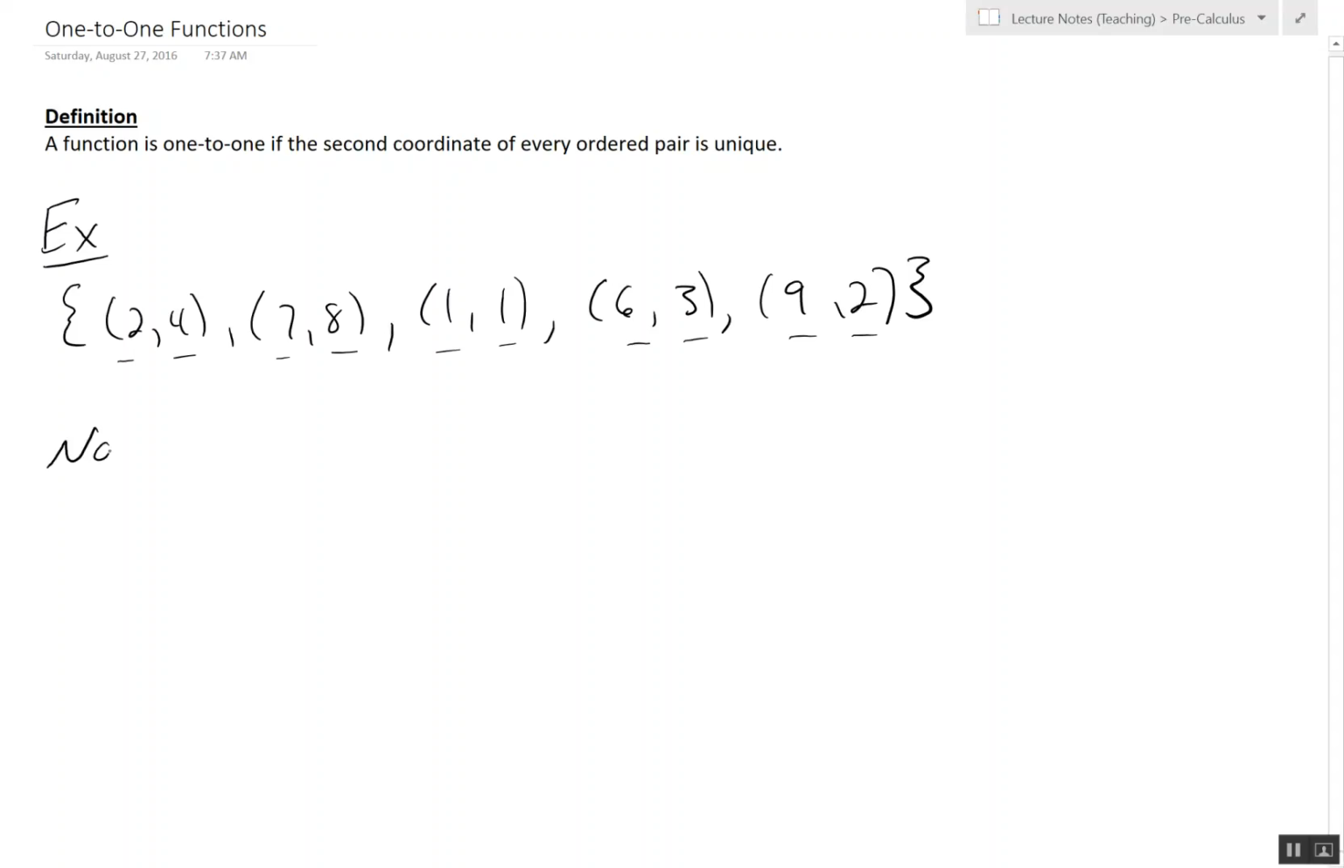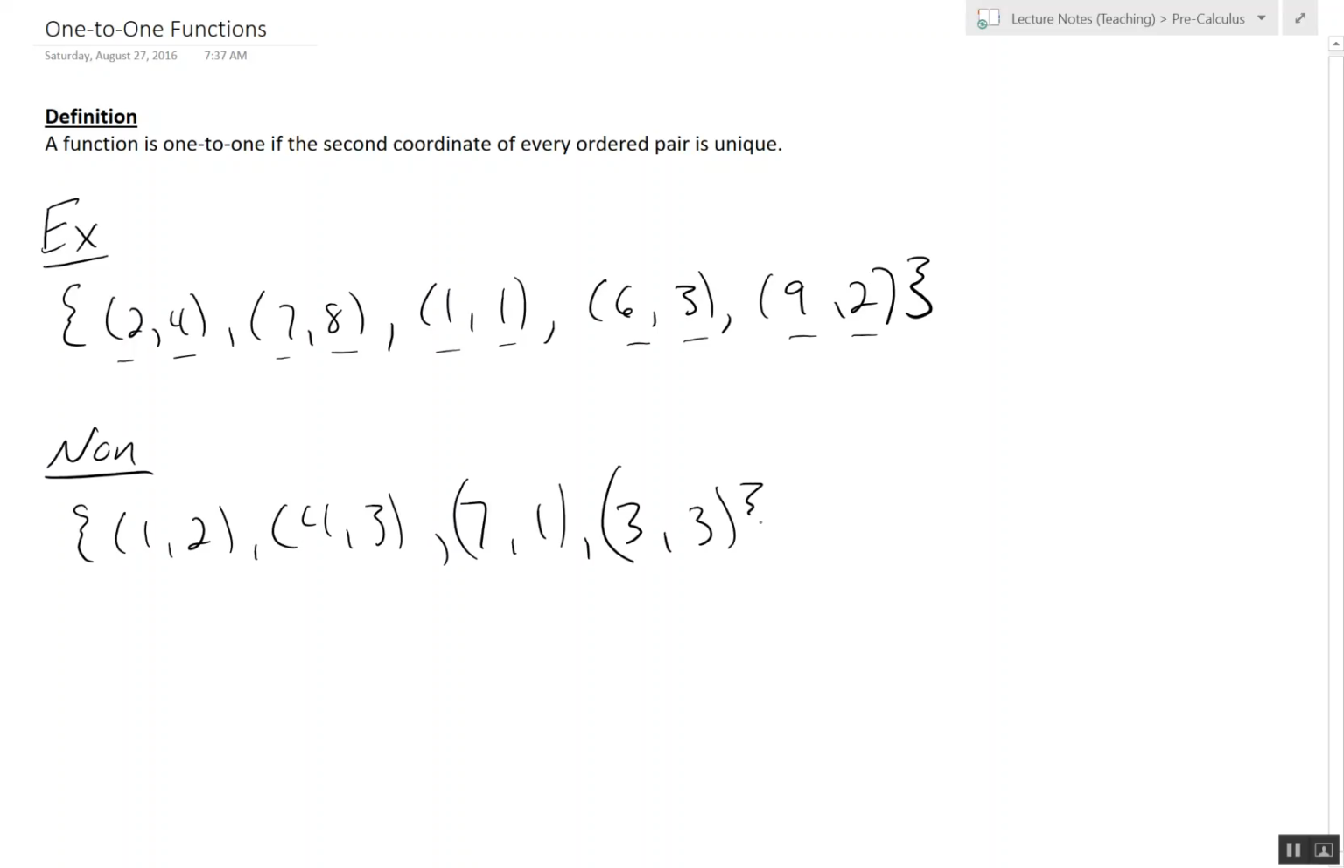A non-example here. Let's look at (1, 2), (4, 3), (7, 1), and (3, 3). Now, each one of these first coordinates is unique, so this is a function, but notice that both the 4 and the 3 have 3 as the second coordinate. So while each domain element goes to exactly one range element, the choice of the range element is not unique for each domain element, since 4 and 3 map to the same thing.